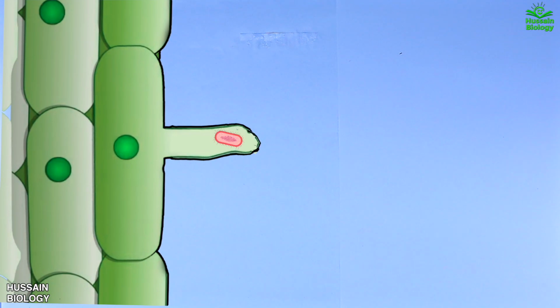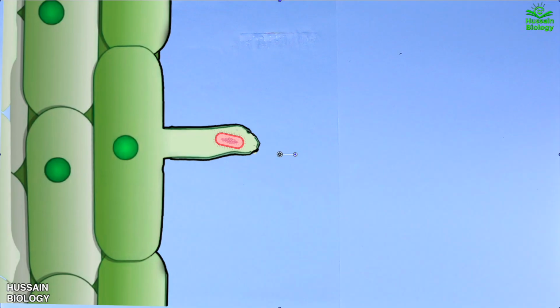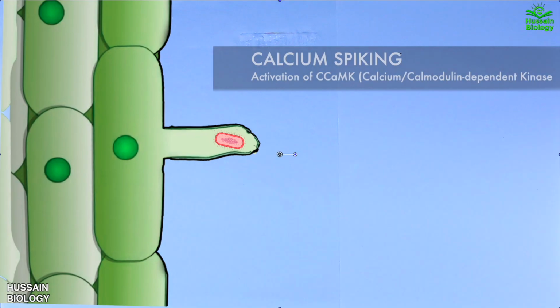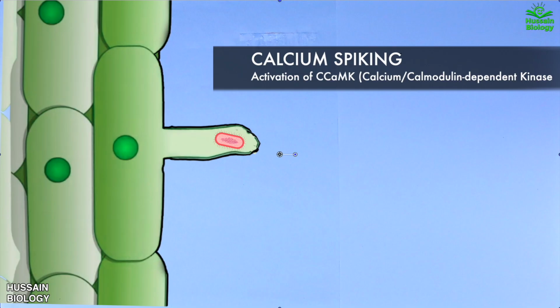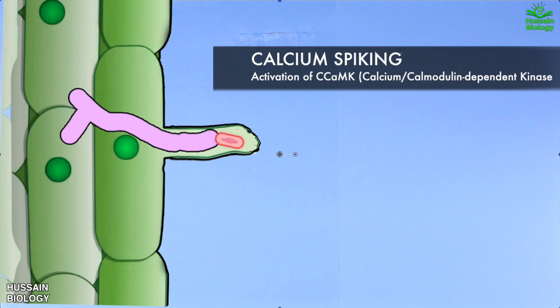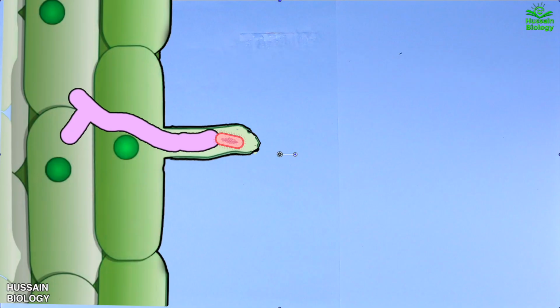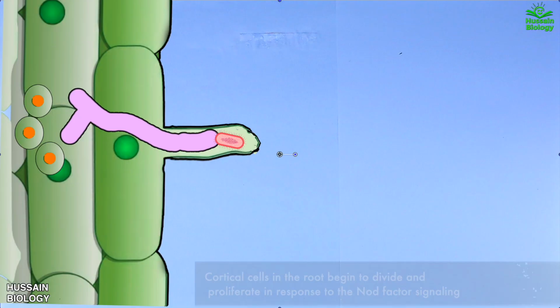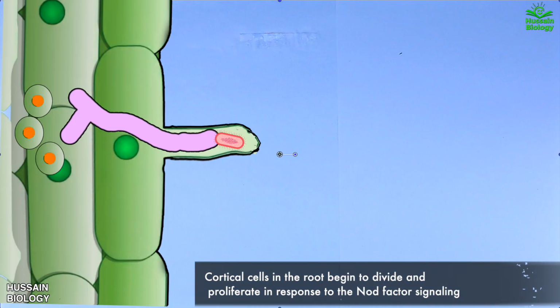In signaling pathways, we get the activation of cytokinin signaling and calcium spiking. In the meantime, infection thread starts forming as shown in the diagram. Now getting back to cytokinin pathway. The activation of cytokinin pathway induces cell division in the cortex shown in the diagram, which leads to formation of nodule primordium. The nodule primordium is the initial new structure that will eventually develop into mature nodule.